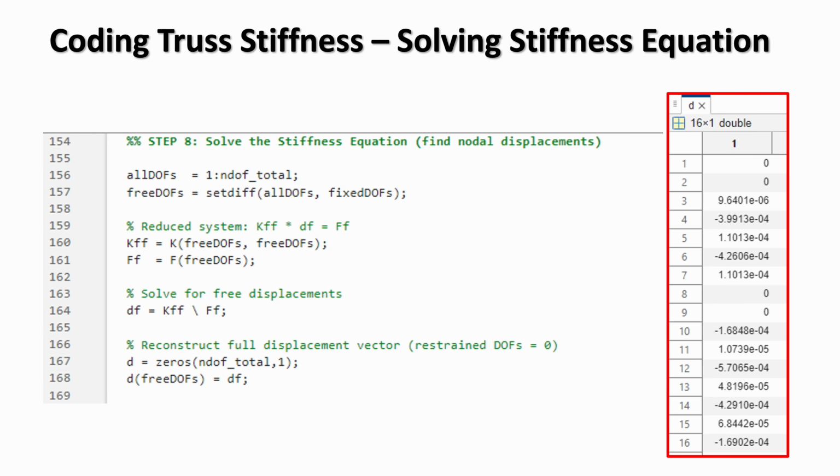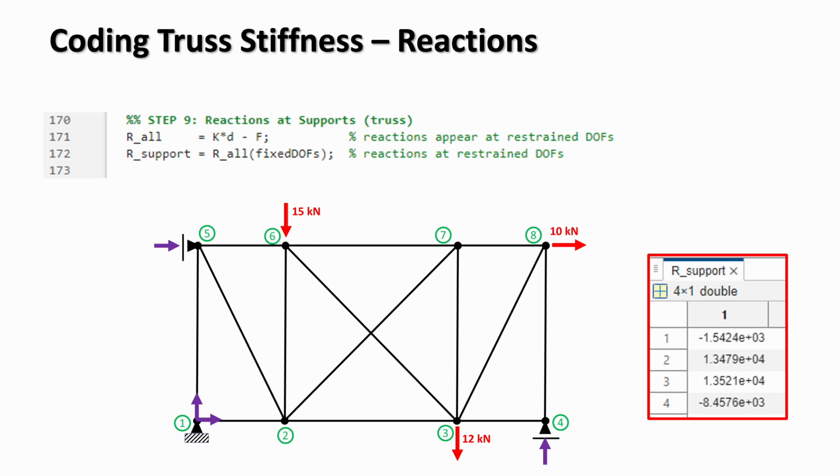Once these are known, we can reconstruct the full displacement vector. We initialize the full vector with zeros, and then we insert the solved displacements at the 3 degree of freedom locations. The restrained degrees of freedom remain 0, as required by the boundary conditions. The result is the complete displacement vector D for the structure, which is shown on the right. This vector represents the deformed shape of the truss and forms the basis for computing reactions and internal forces in the next steps.